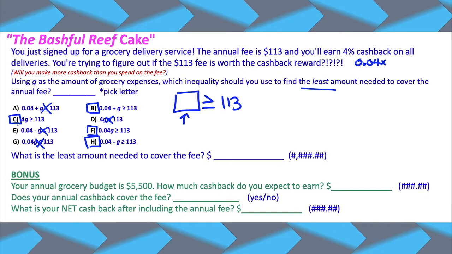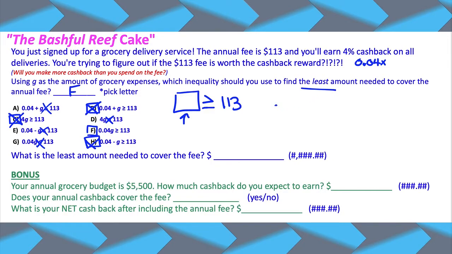This one is times a regular 4, so nope, not you. This is plus 0.4. That's not how decimals work. This one's a minus the G. That's not how decimals work. Here it is. There's the winner. 0.04 times G, the amount of money you spend on groceries. When is that going to be greater than or equal to 113? So it looks like our winner is inequality F.